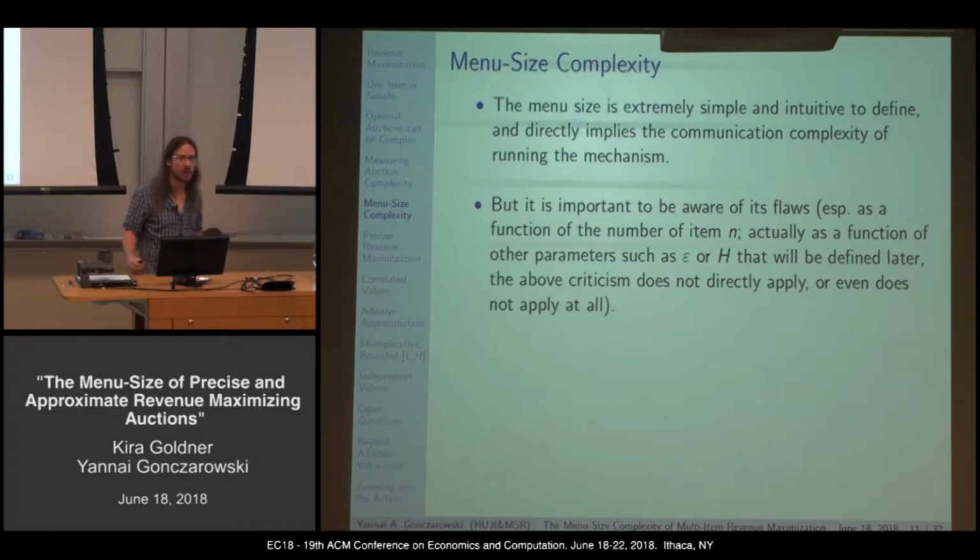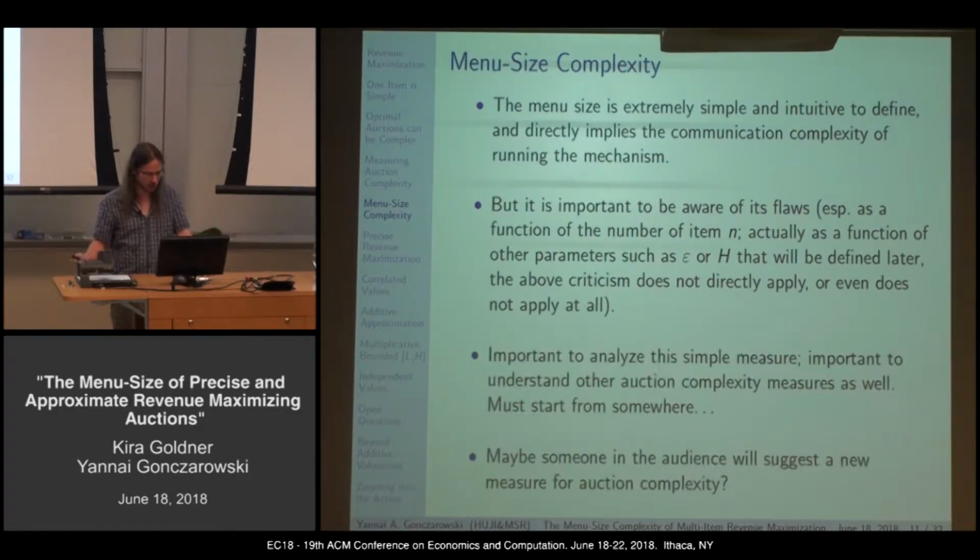We're actually going to have a theorem that says no other more fancy complexity measure can fix issues with this complexity measure. We'll see that soon. So basically, it's important to be aware of this criticism as a function of number of items. It doesn't really extend, at least not simply, to as a function of other parameters that we're going to look at.